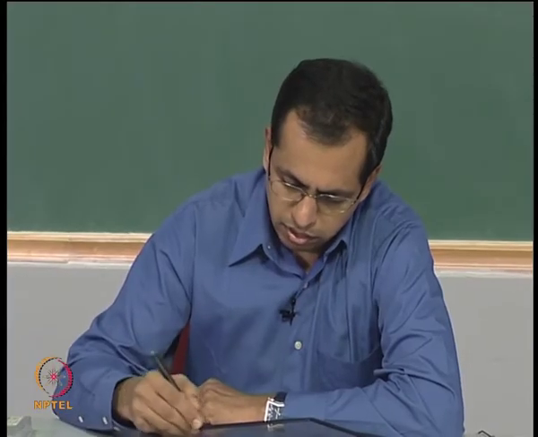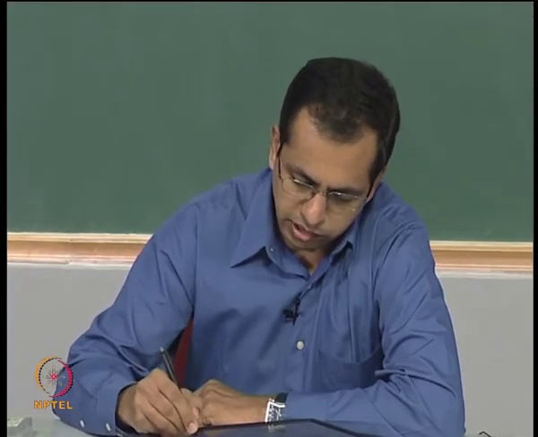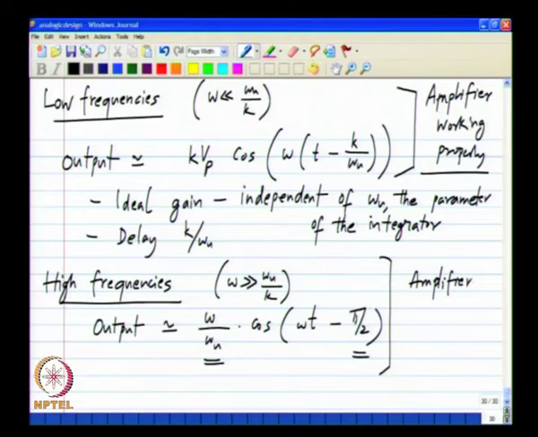and then in this case we can pretty much say that the amplifier is not working properly. Okay. So, the frequency omega u by k divides regions where the amplifier is working properly and the amplifier is not working properly, which is why omega u by k is called the bandwidth of the system.